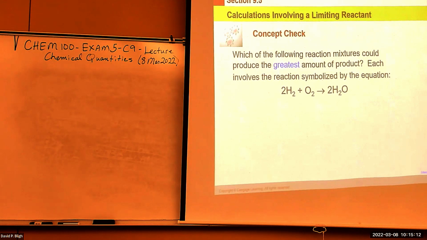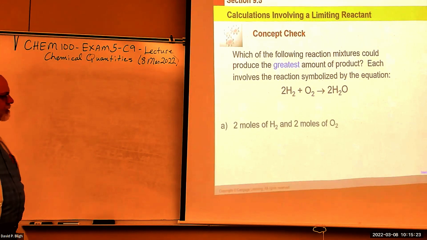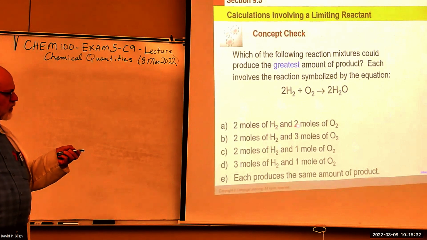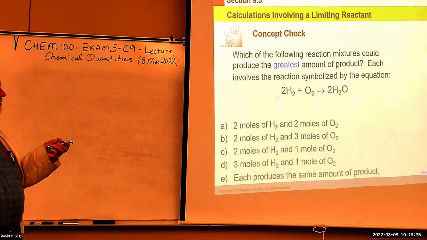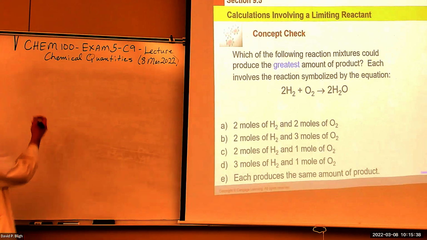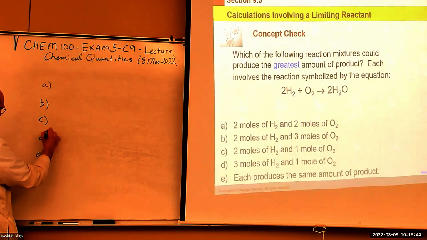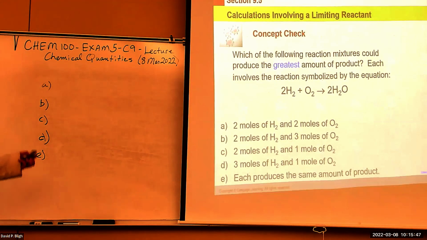Which of the following reaction mixtures could produce the greatest amount of product? Each involves this reaction. Hydrogen plus oxygen yields water. Let's see, is that right? 2 is 4. That's right. Okay, we're talking in moles only here. How about 2 moles of hydrogen and 2 moles of oxygen? Let's see. We put A, B, C, D, E. All right. Produce the greatest amount of product.